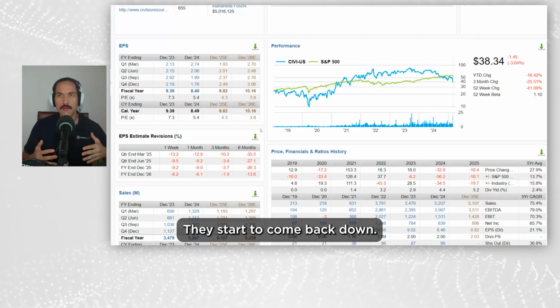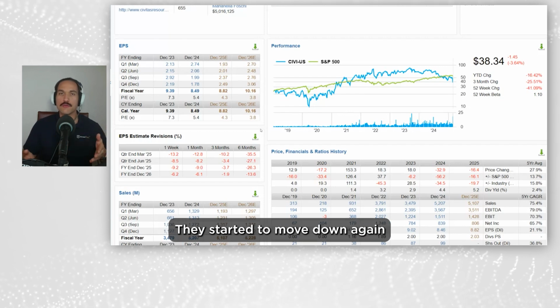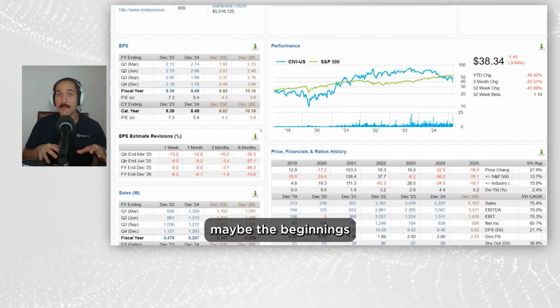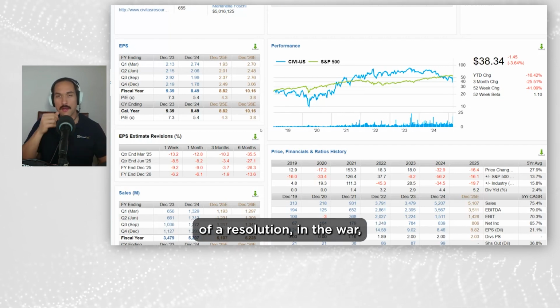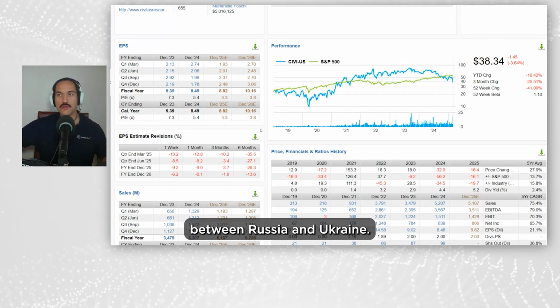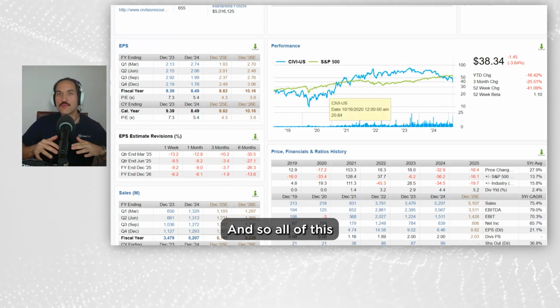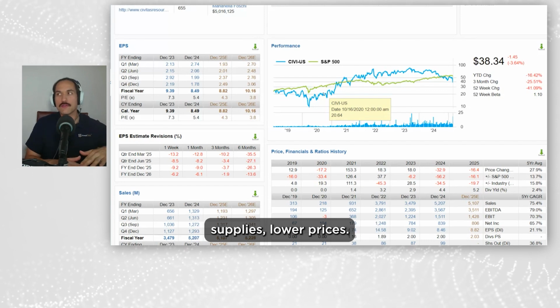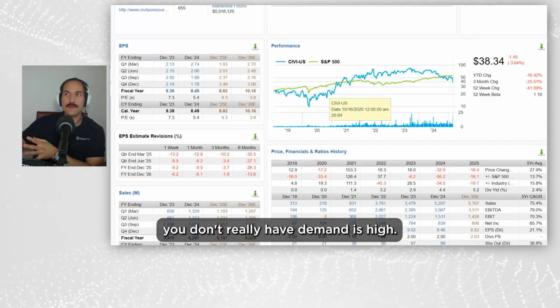They've started to come back down. They came back down in the wake of the election. They started to move down again after there seemed to be maybe the beginnings of a resolution in the war between Russia and Ukraine. And so all of this would likely lead to increased supplies, lower prices. At the same time, you don't really have demand as high.